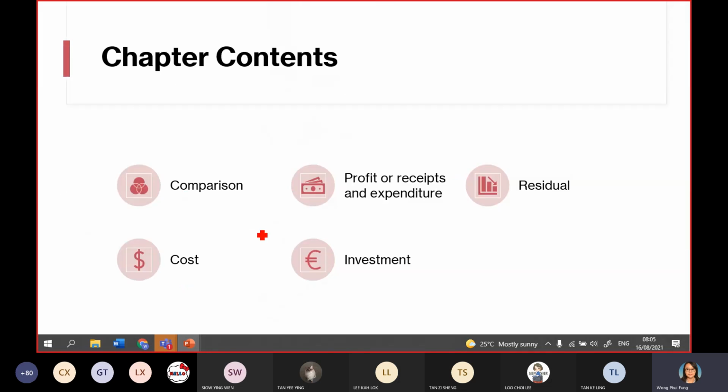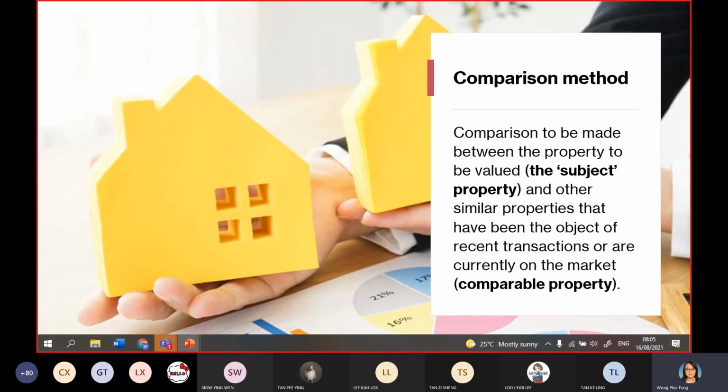For this chapter, we are going to learn 5 methods: comparison method, cost method, profit method. Here, actually the concept is the same, but the pattern is not the same as what we have learned in the development appraisal. But the concept is the same, which means that you use all the revenue minus the expenses to find out the profit. Then investment method, and last but not least, I think we learned this one before, residual method. So to begin, we will start with the comparison method first.